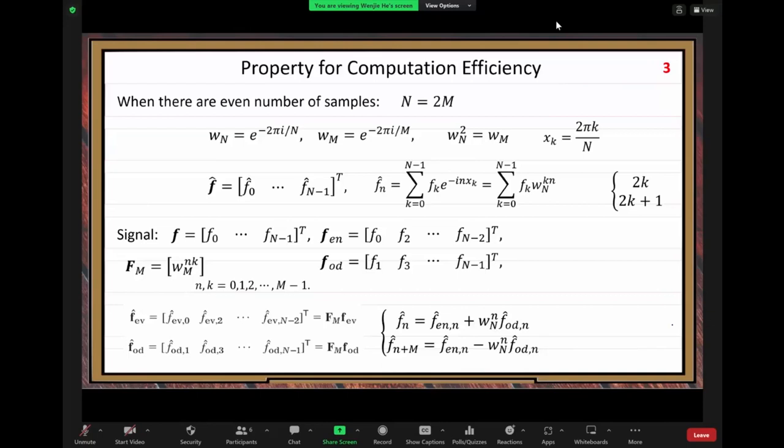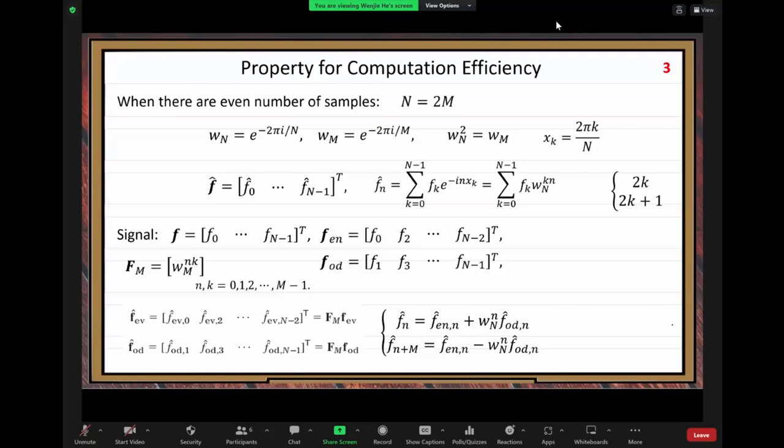When you write out the original formula, you put the even terms in one group, the odd terms in another group. Then you do factorization, the common factor you can factor out, and then you can see this property. Same F capital M, you multiply these two vectors. So after you calculate the two vectors, you just do the calculation like this. You get the first half and the second half.